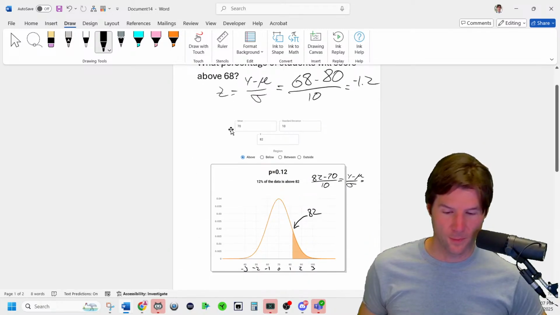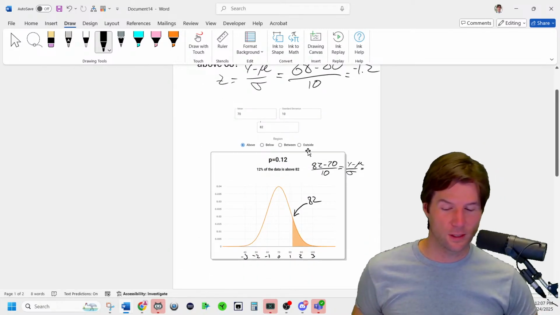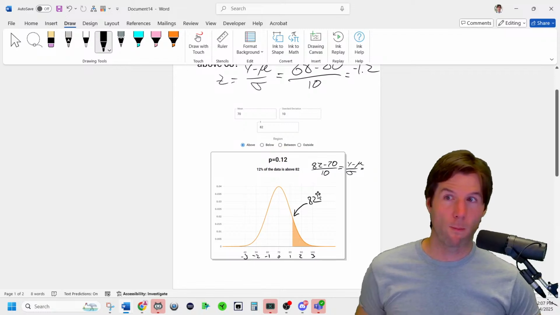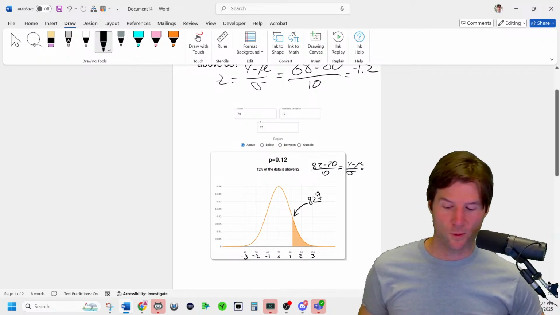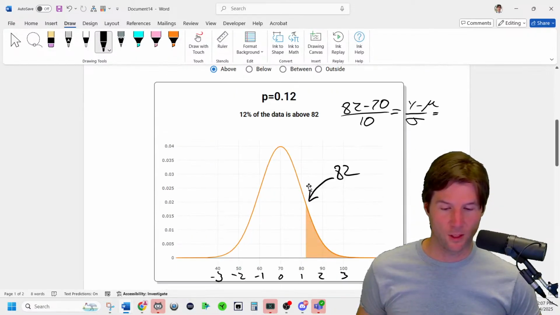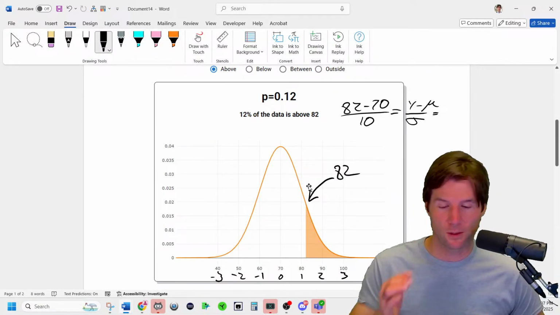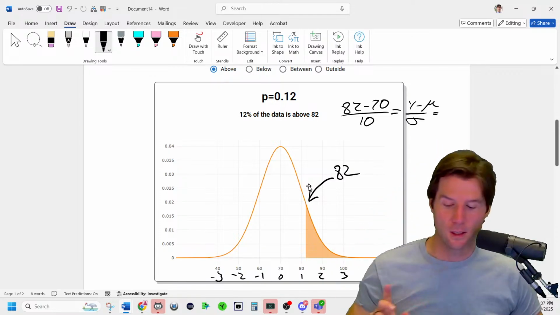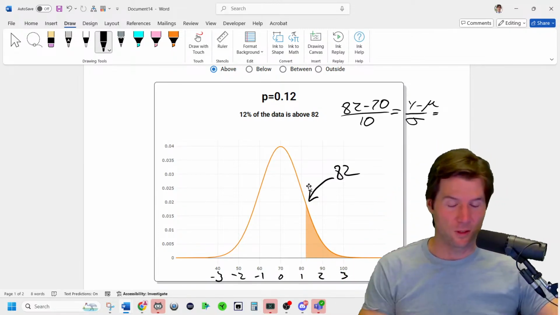Find the z-score. What's the z-score of 82? Go ahead and solve it. What is the z-score, and then what do you notice? You have to solve that equation: observation minus mean over standard deviation. The standard deviation is 10, the mean is 70. And you can see the information on the curve where the mean is 70, and the z-score is 1.2.